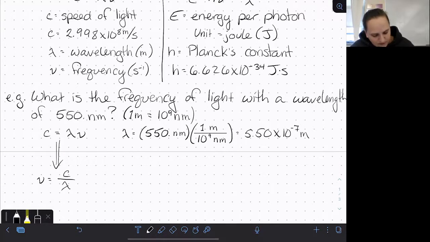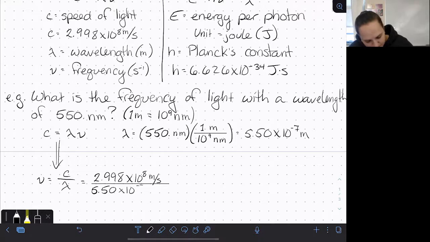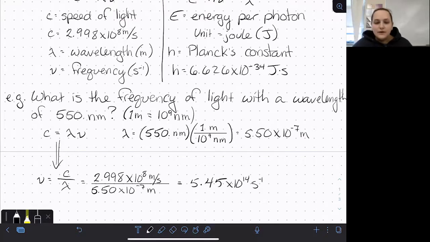that will be the speed of light over the wavelength. So our speed of light was 2.998 times 10 to the 8th meters per second. The wavelength in meters that we just found is 5.50 times 10 to the minus 7th, which gets us a final frequency of 5.45 times 10 to the 14th inverse seconds.